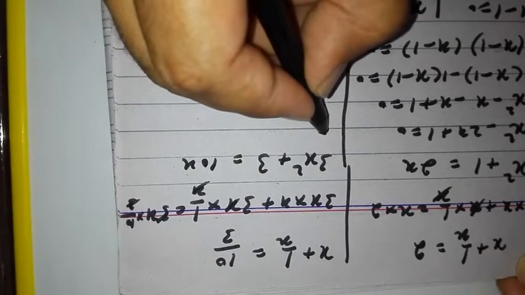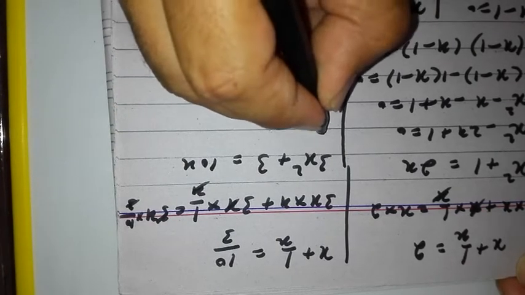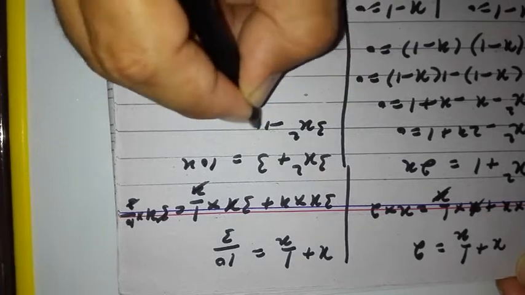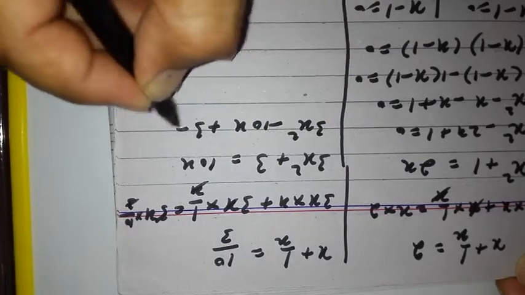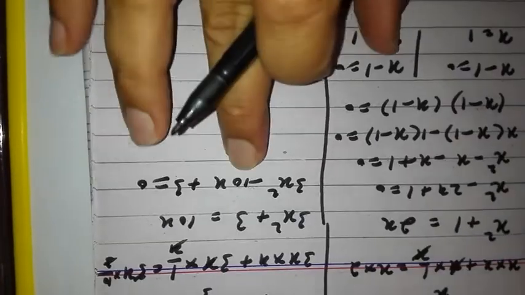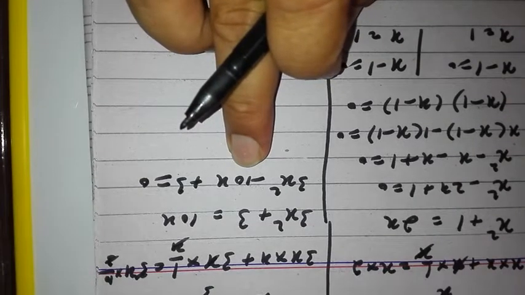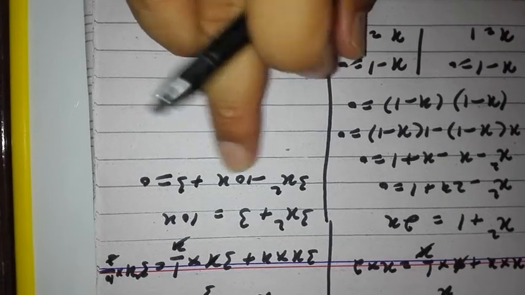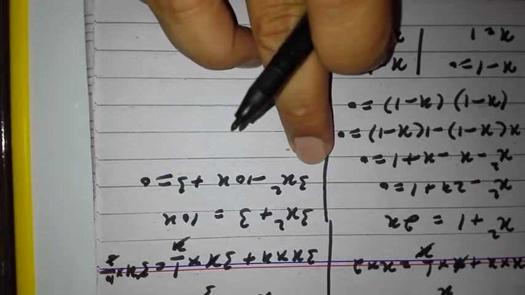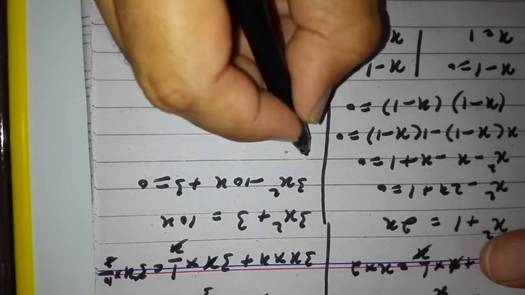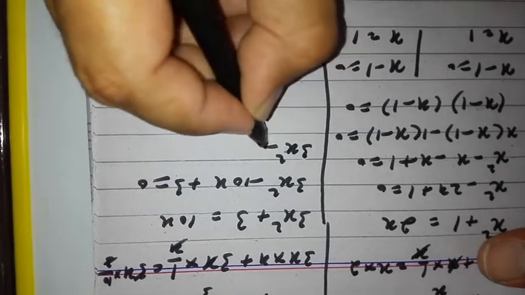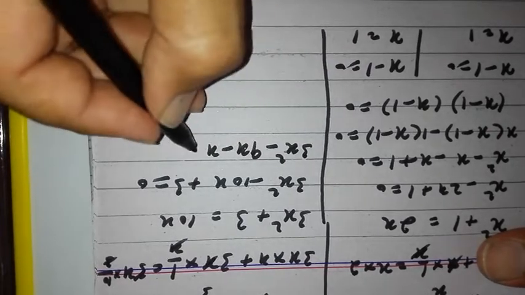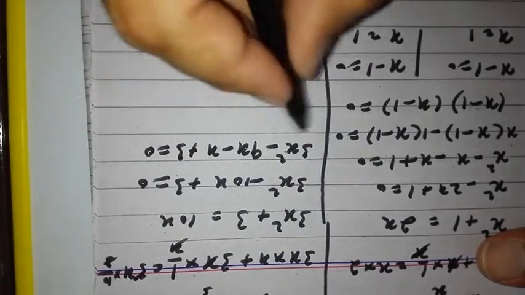Shift this 10x to the left side. So we can write 3x square minus 10x plus 3 equals to 0. Now split this linear term into two terms, such that by adding we get minus 10 and by multiplying we get 3 times 3, 9. So we can write it as 3x square minus 9x minus x plus 3 equals to 0.